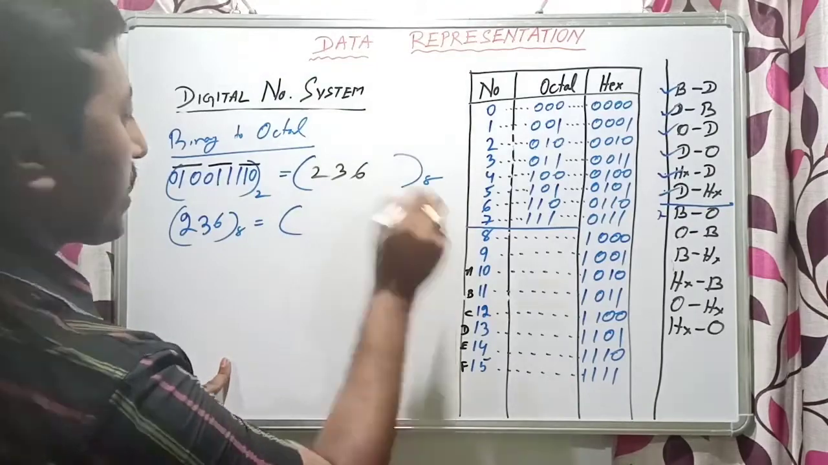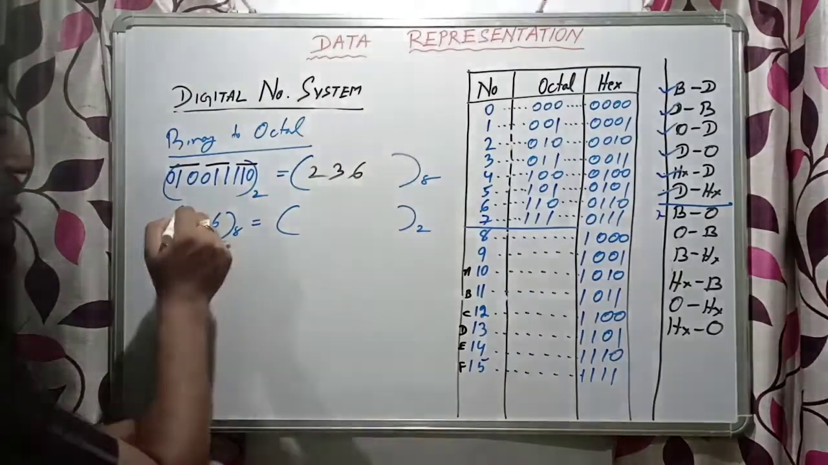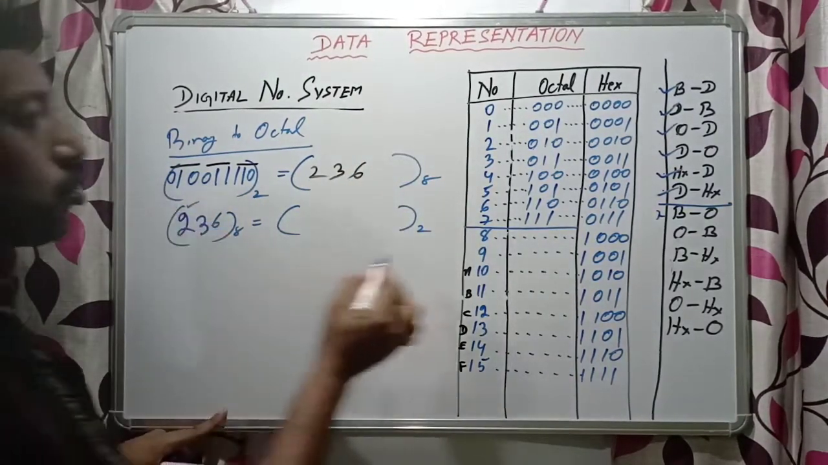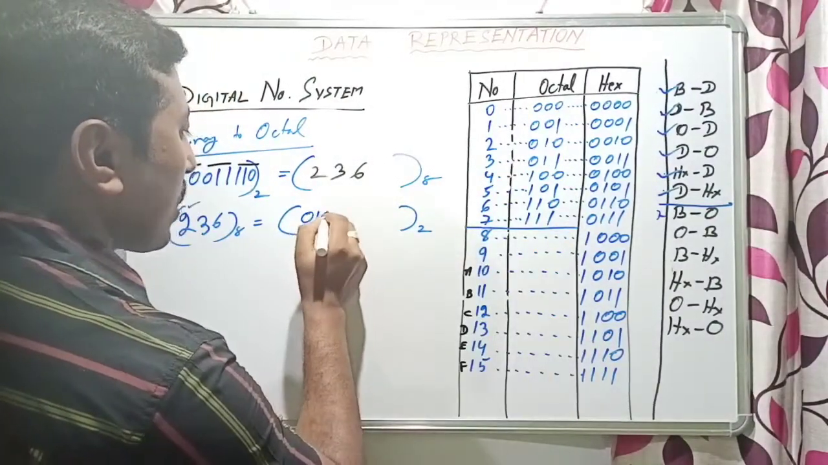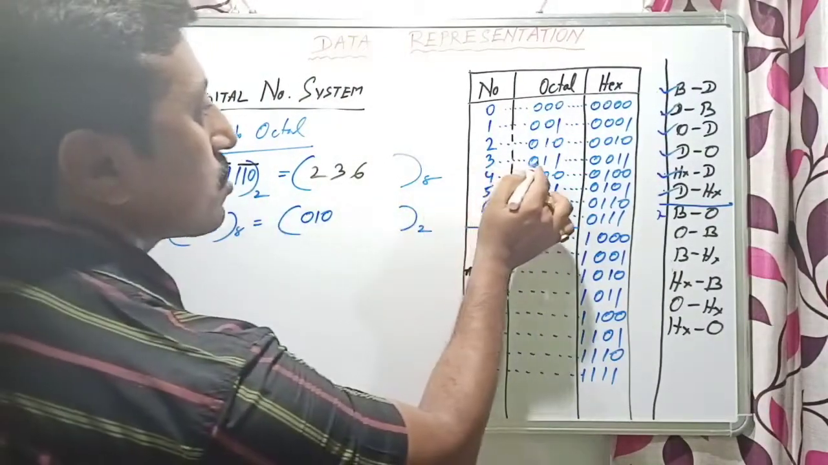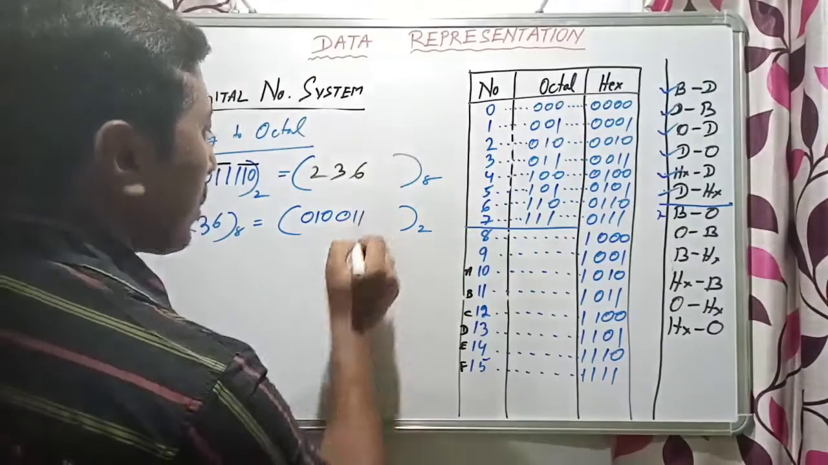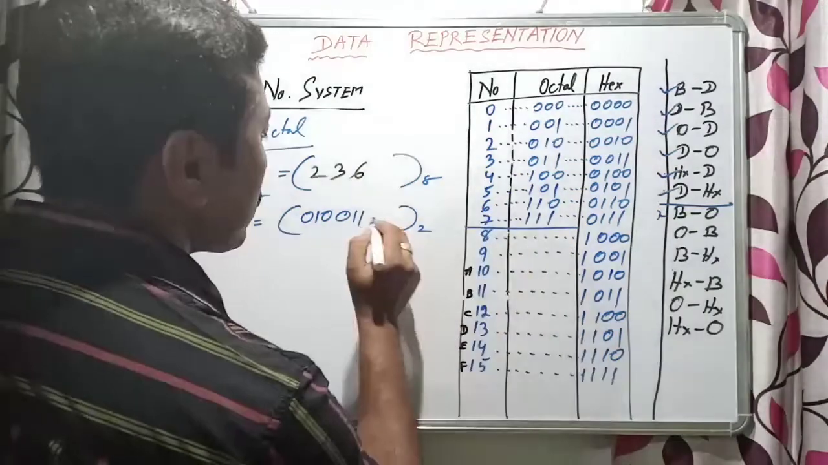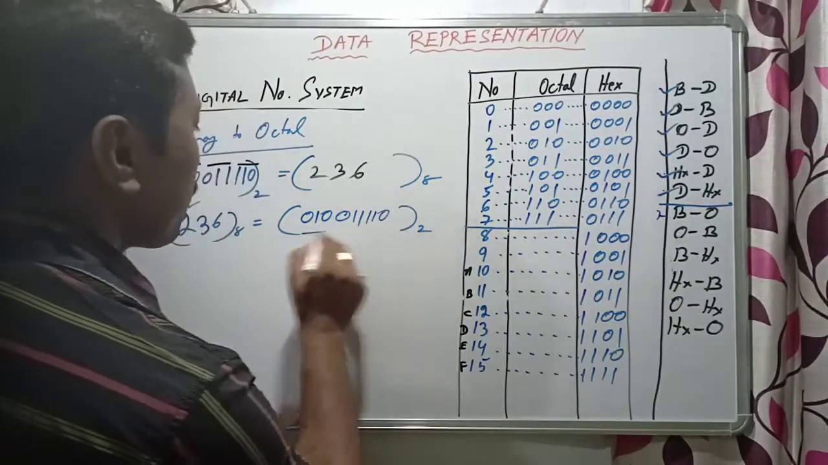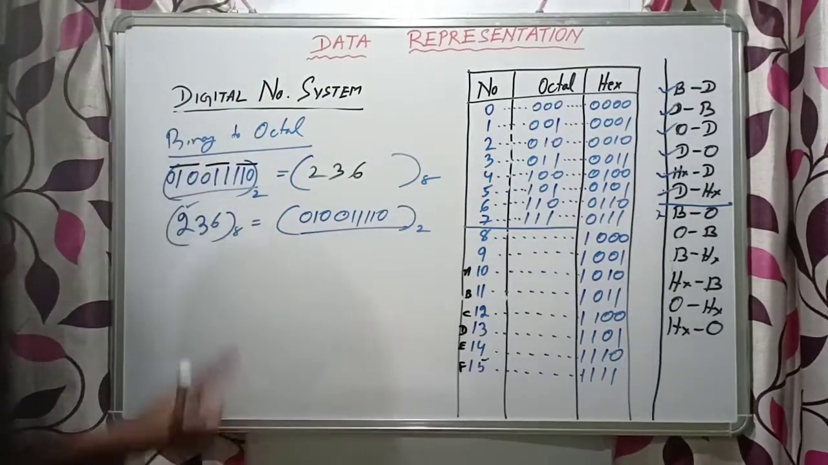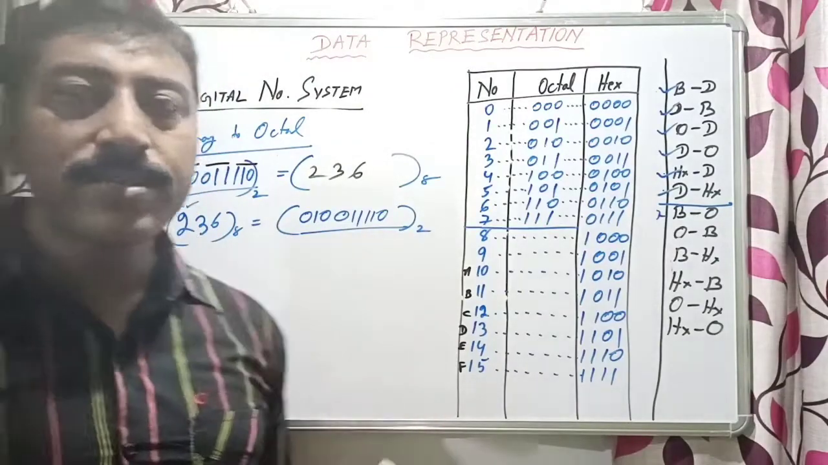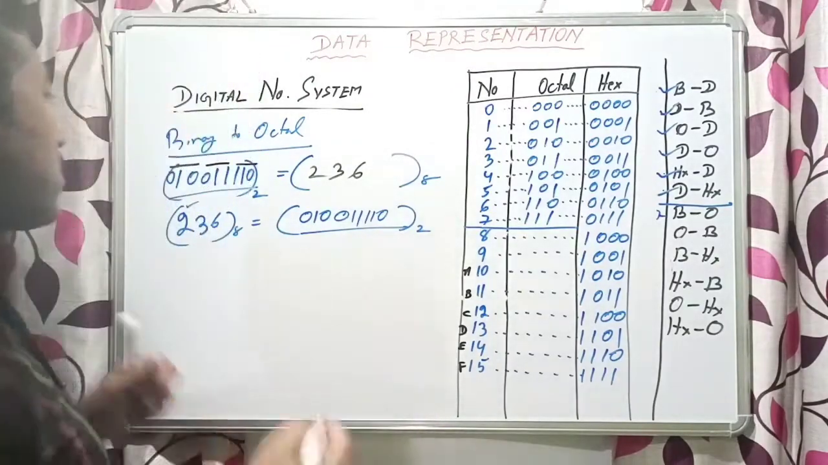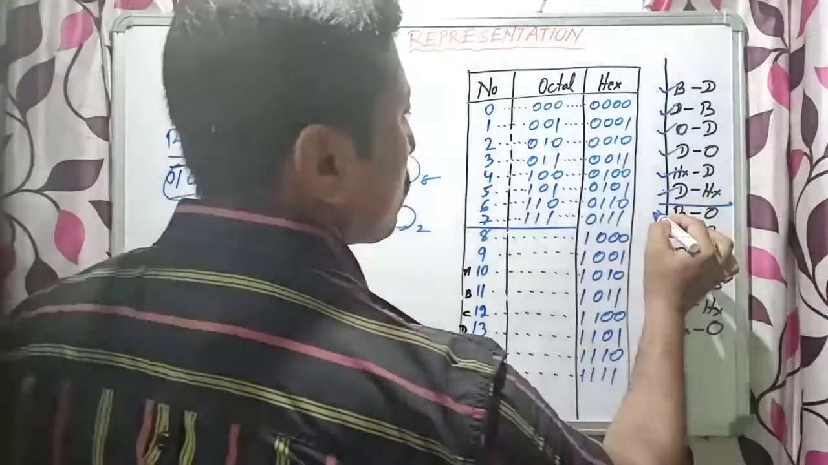Convert to binary. So for this reason, first you take 2. 2 means 0, 1, 0. So we'll write 0, 1, 0. Then 3. 3 means 0, 1, 1. Write 0, 1, 1. Next 6. 6 means 1, 1, 0. Now you see this number and this number, so it is equal. That means our answer is correct.